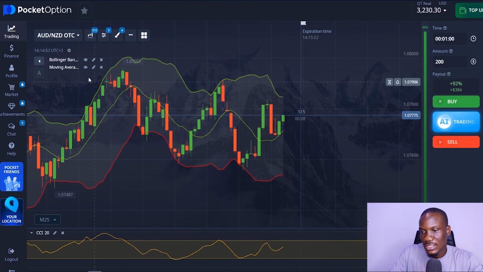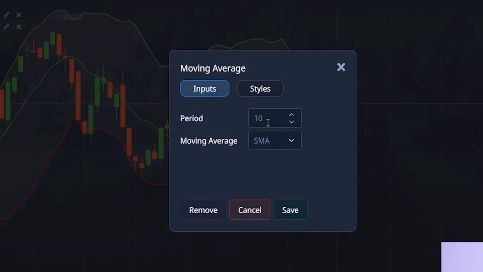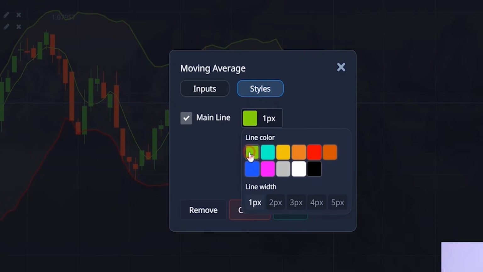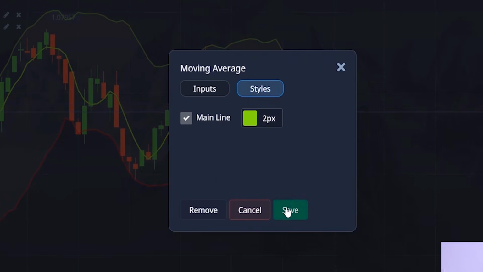With our moving average, it comes with a period of 5. I'm going to set this as 5, while the moving average, you're going to be setting it as SMA. Right here on the style level, I'm going to be using a green color as well, and I'm going to be using it on 2 pixels. So when I'm done, I just click on save.